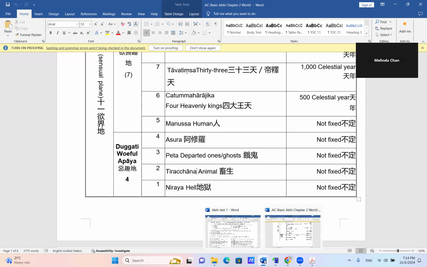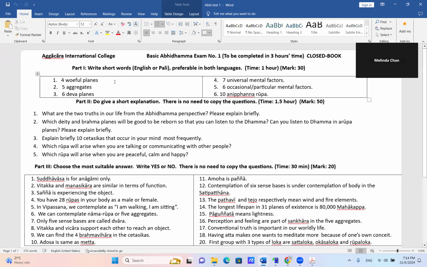So if you write English only, I will minus at least 2 marks because the question asks you to write English and Pali. So if you write English only, I will give you 3 marks if you don't make mistakes in the English. 5 aggregates, I think most of you can get it right.